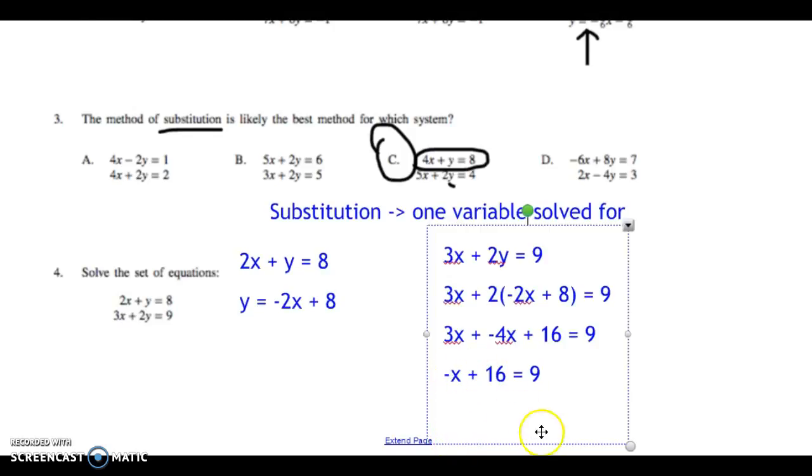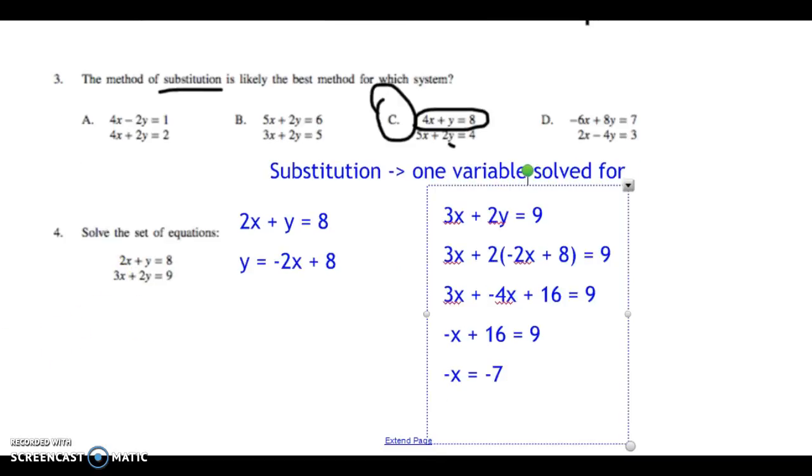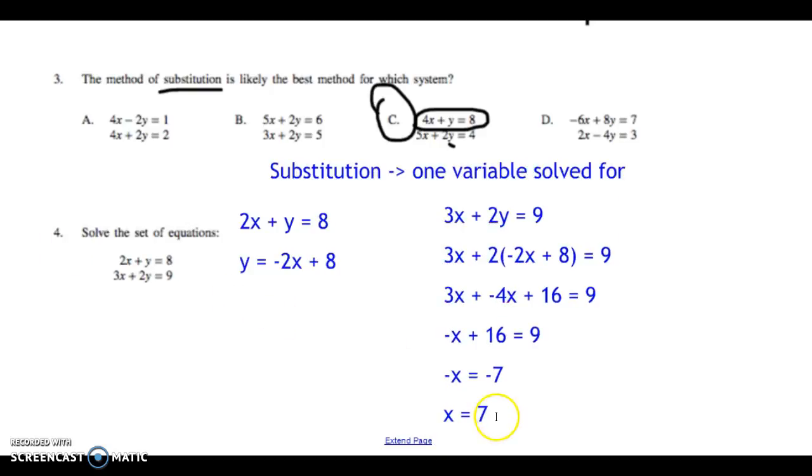So I have a negative x here. I'm going to subtract 16 from both sides, and I should get negative x is equal to 9 minus 16, which is negative 7. So if negative x is equal to negative 7, I divide both sides by negative 1, and I get x equals 7. I found the value of x. All I need to do is take this value and substitute it into any of the other equations.